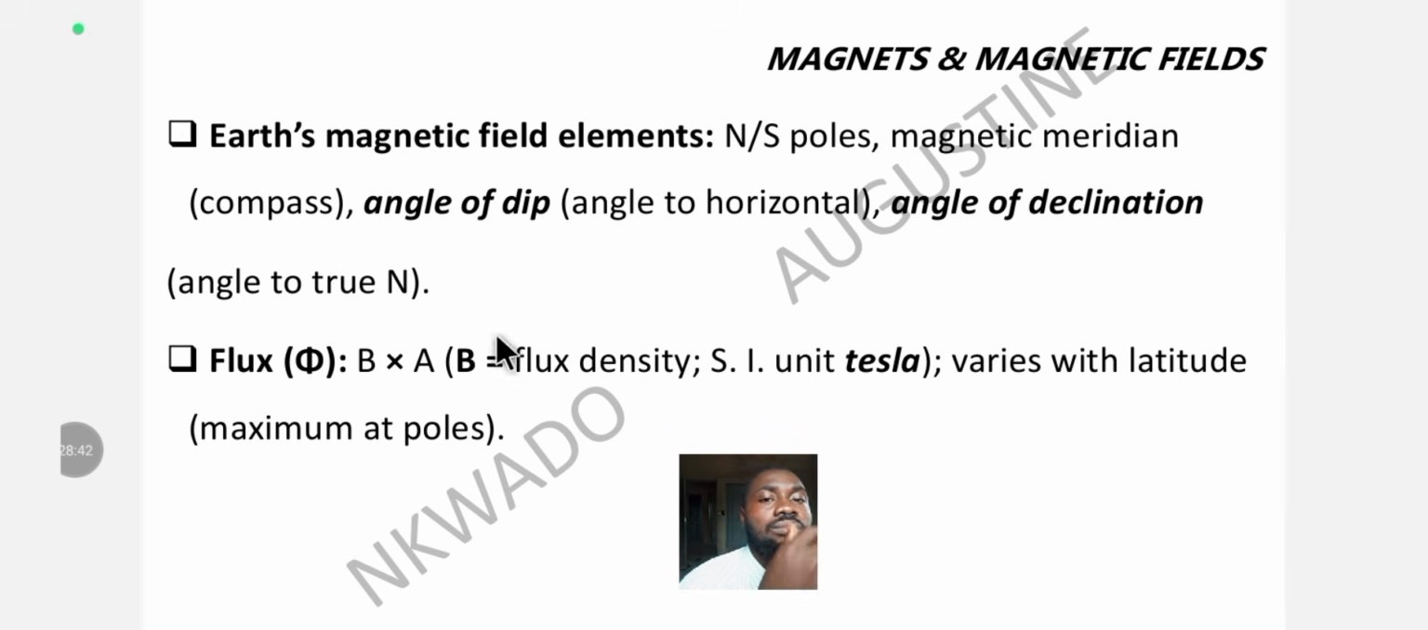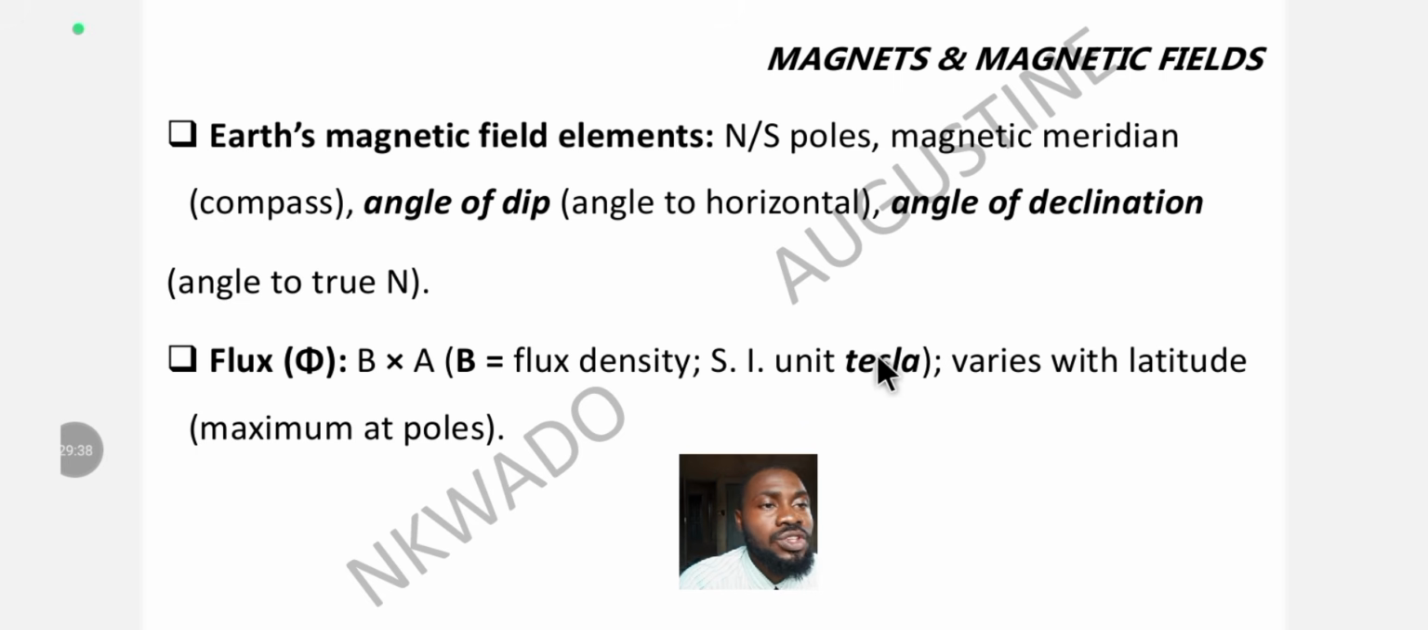Now, this symbol you have here is the symbol of flux. So anytime you want to remember the symbol of magnetic flux, just remember the tan in SOHCAHTOA. So that's the symbol of flux. B times A is the formula for magnetic flux, where B is equal to flux density, and the SI unit of magnetic flux density is Tesla. That's the SI unit for magnetic flux density.